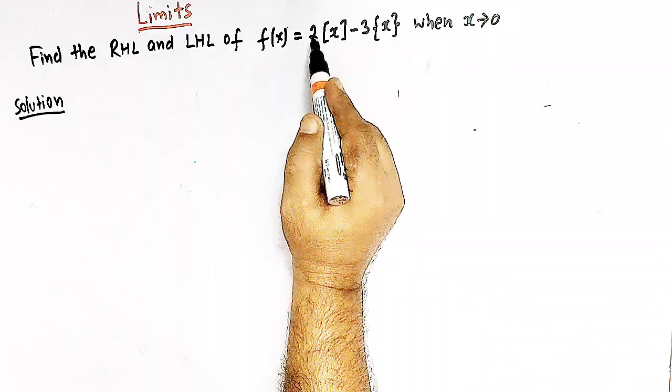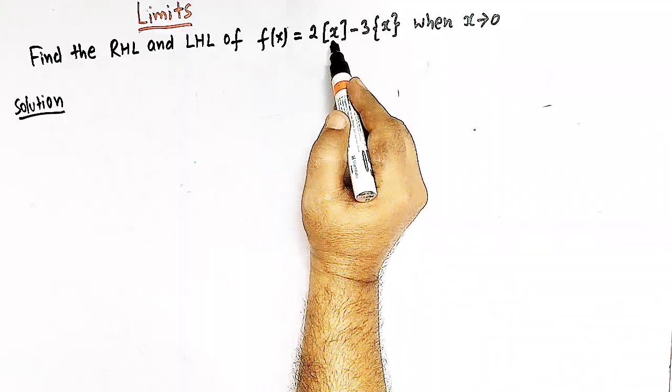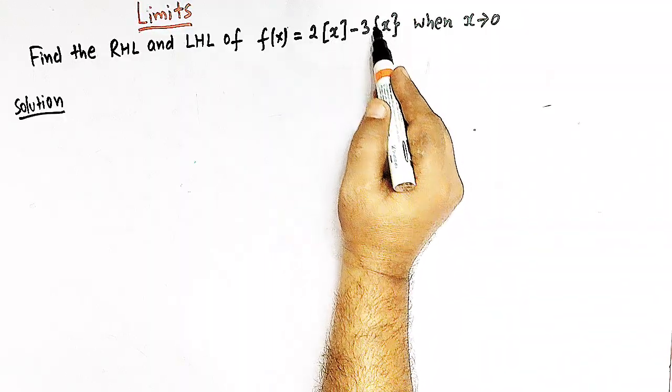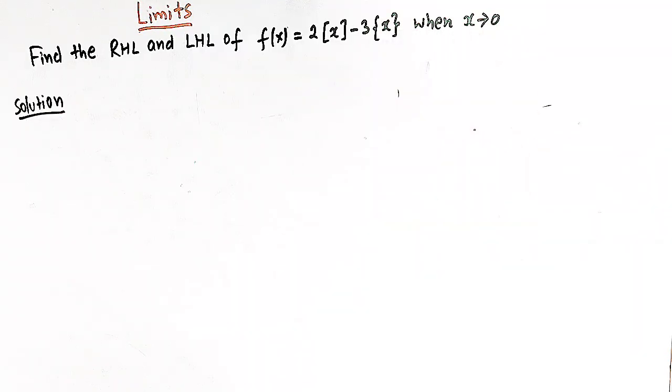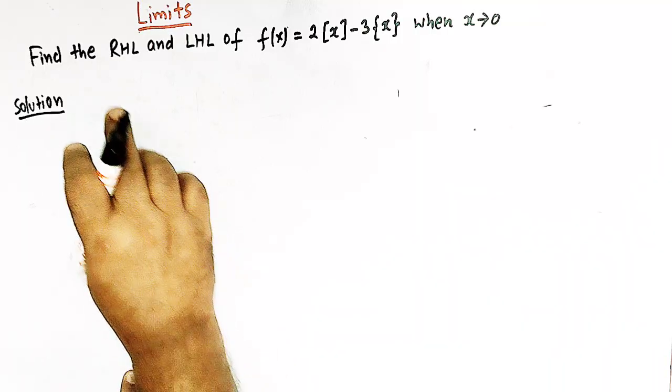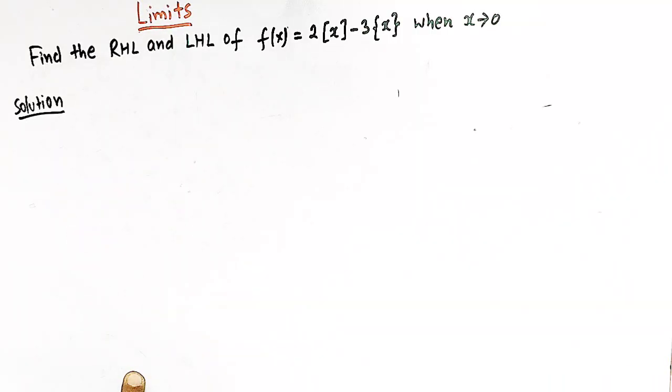So we have to find the right hand limit and the left hand limit of this function f of x, that is equal to 2 times the greatest integer of x minus 3 times the fractional part of x, when x approaches 0. Before finding the right hand limit and the left hand limit, let us quickly see the notations.